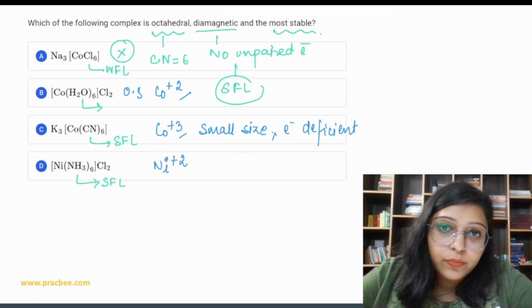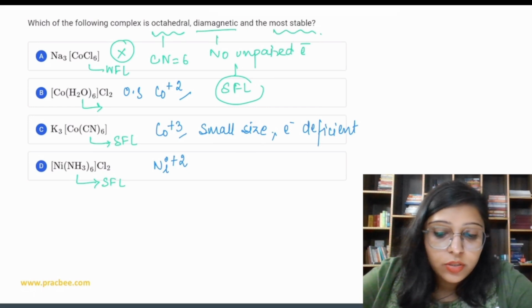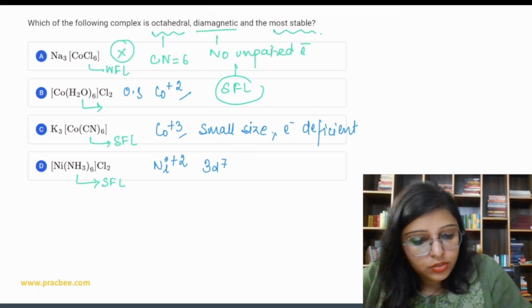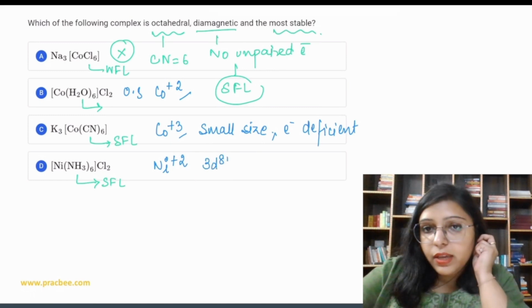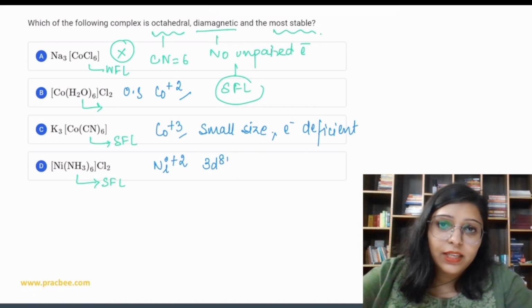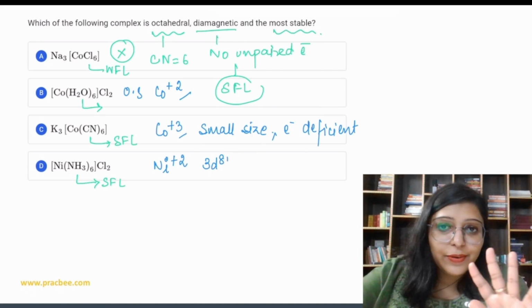Now the third one, nickel. Here nickel is in +2 oxidation state. So here we have 3d7, and here, nickel in +2 oxidation state, we have 3d8. So up here we see cobalt with CN minus.